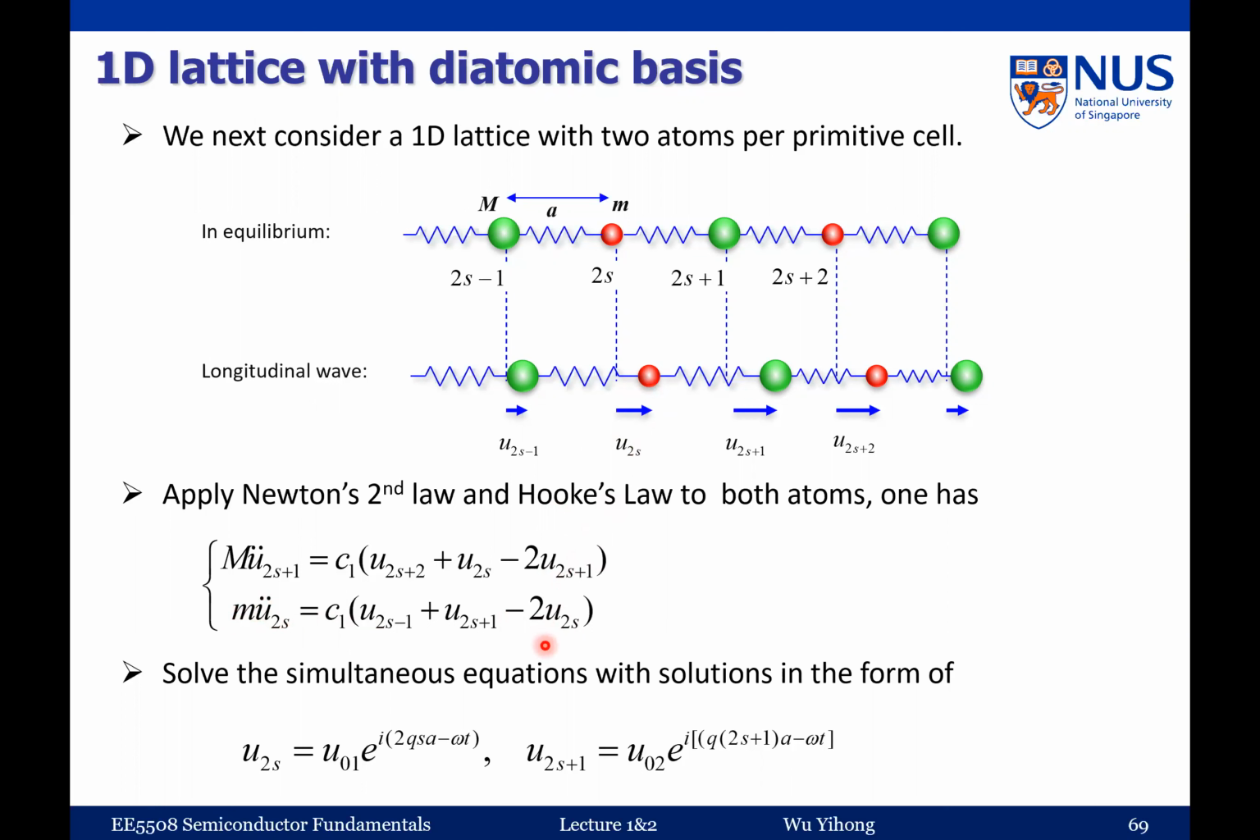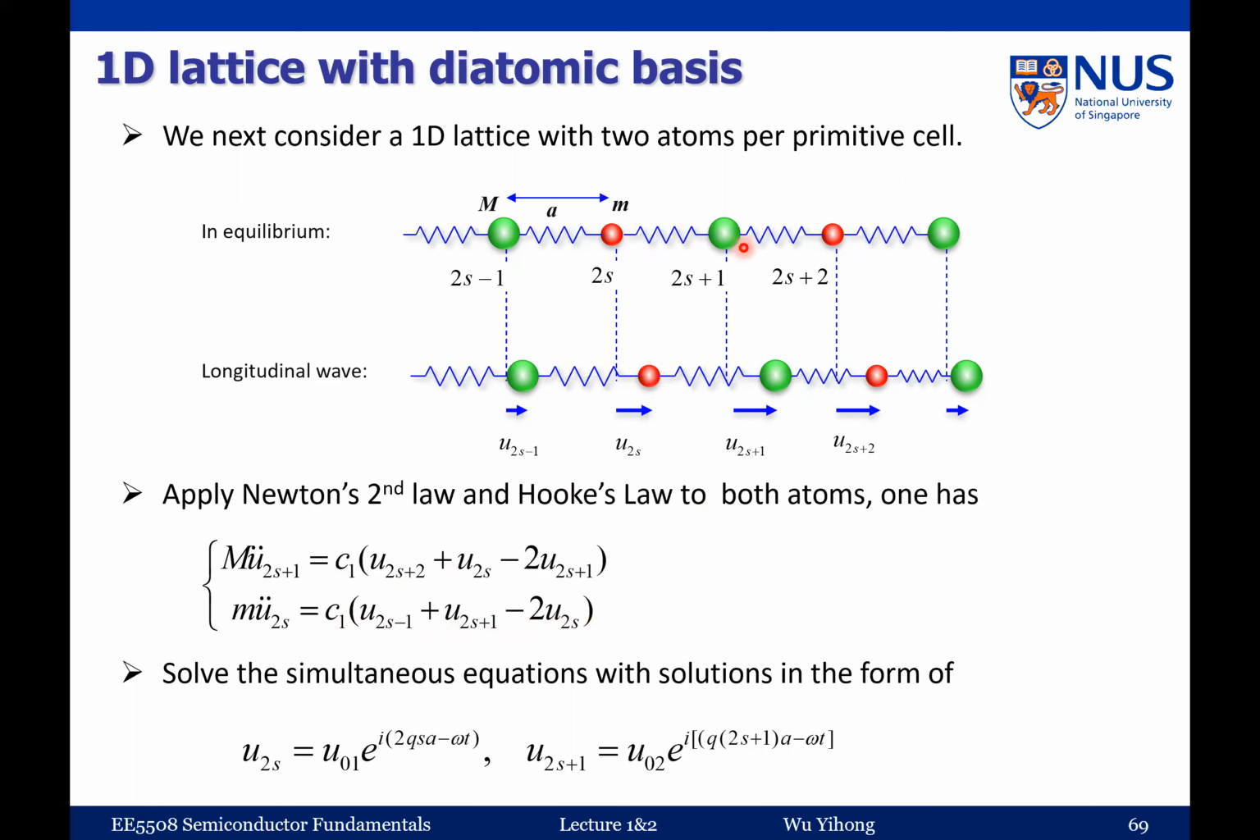Now, for the net force acting on this atom, you can apply Hooke's law to both this displacement and this displacement, and this is similar to the previous case. You have two forces: one is due to the relative displacement between these two atoms, and the other is due to these two atoms. That's the reason why I have two terms here. For u_2s, you use twice here, because we are focused on this atom.